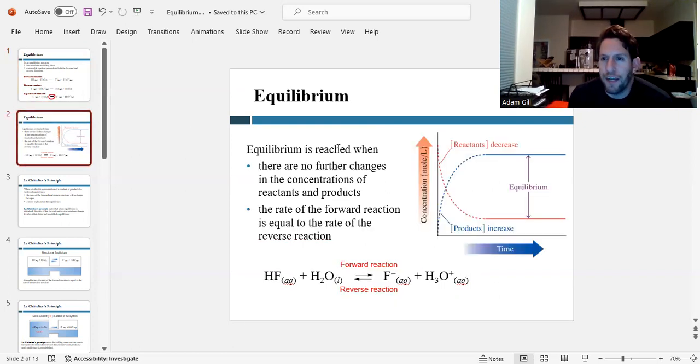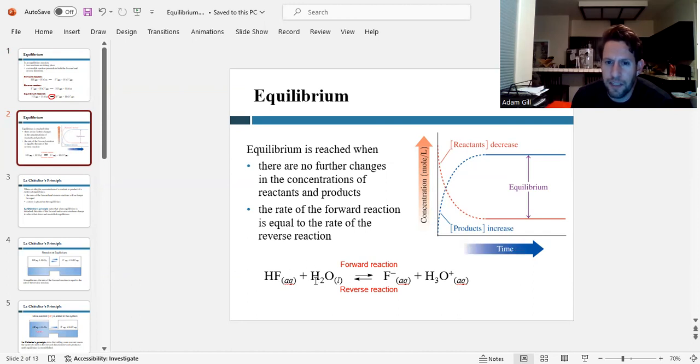Now, how do we define equilibrium specifically? So equilibrium is reached when there's no further changes in the concentration of reactants or products. It can also be defined as the rate of the forward reaction is equal to the rate of the reverse reaction. So here's a chart showing the concentration versus time.